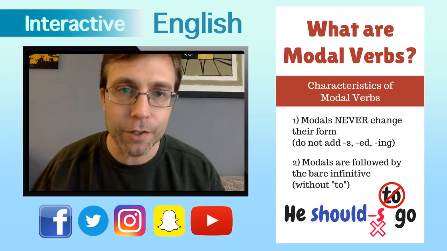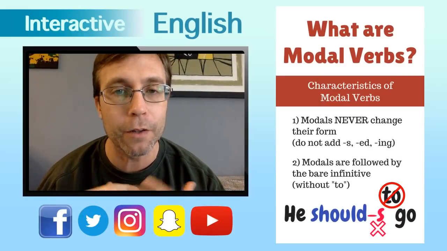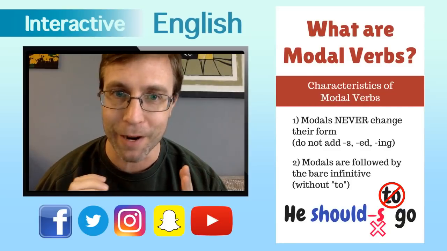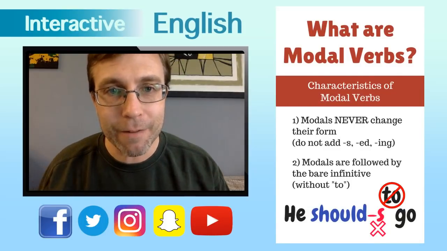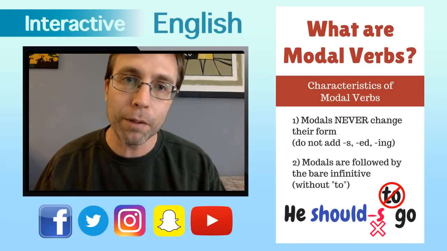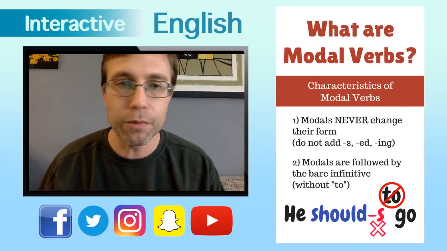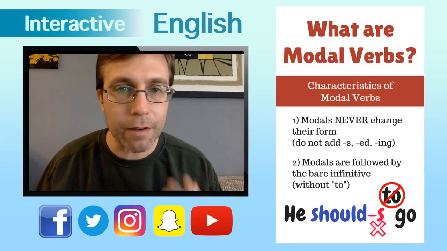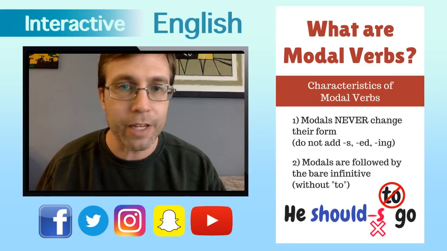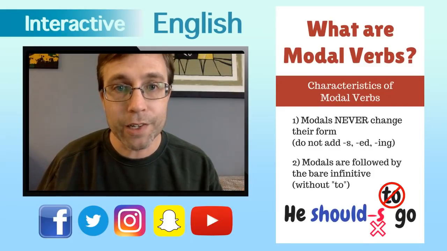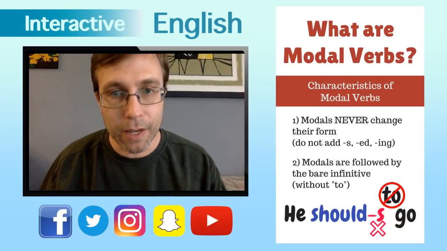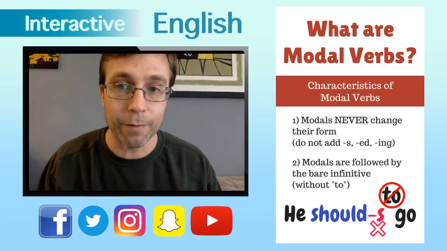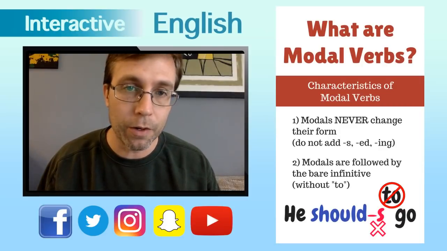The second thing to be aware of is that modals are followed by the bare infinitive. And you might be wondering, well, what is the bare infinitive? An infinitive verb is just to plus the base verb: to go, to dance, to run, to learn. If it's the bare infinitive, it's without to. There is no to. So for example, you would just have the subject, the modal, and then the bare infinitive, just the base verb. He should go.